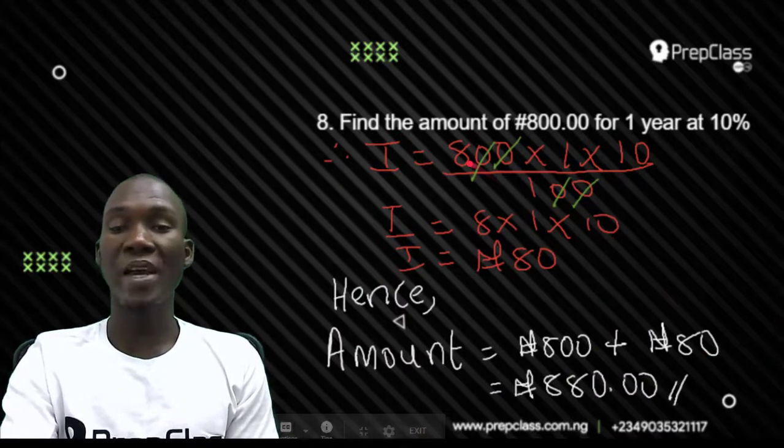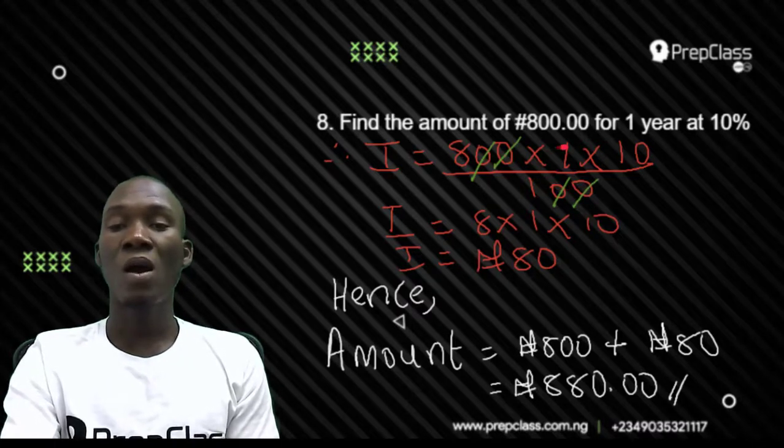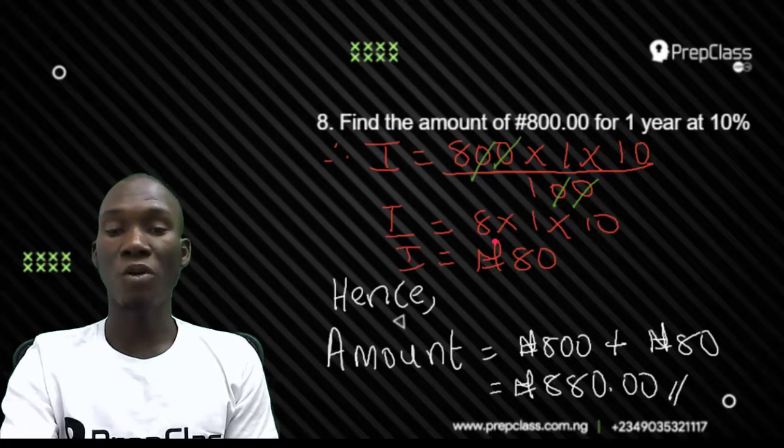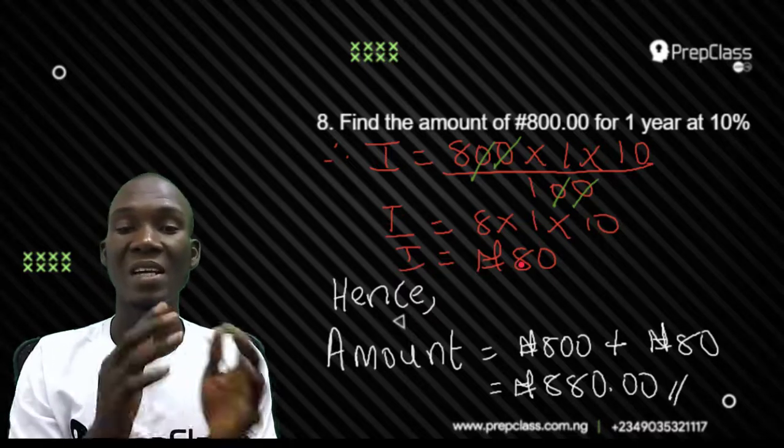Interest is equal to 800 times 1 times 10 divided by 100. That is, 800 is for principal, 1 is for time, 10 is for rate, then divided by 100. So we have to divide here. 800 divided by 100, we have our result to be 8. That is, 0 cancels 0, 0 cancels 0. So we have 8 multiplied by 1 times 10, and when we multiply, we have our interest to be 80 naira.